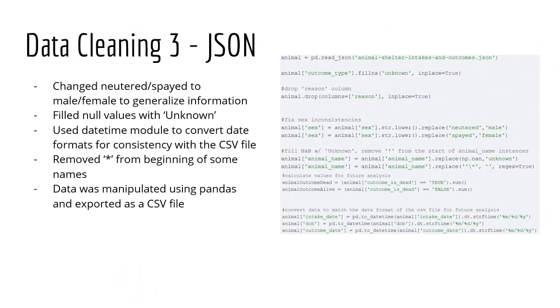For cleaning the JSON, we turned the neutered and spayed information to male and female for clarity. We also removed the null where the data is unknown and subbed it out for unknown. We converted some dates to match our CSV file, and we did that using the datetime module. And we also removed an unnecessary asterisk for some of the animals. And we manipulated this using pandas, and we also exported the cleaned data as a CSV.